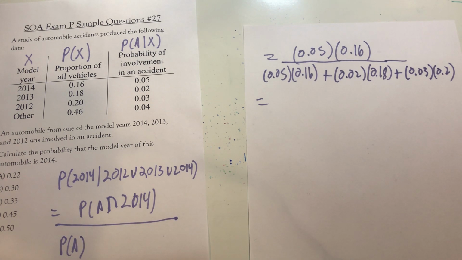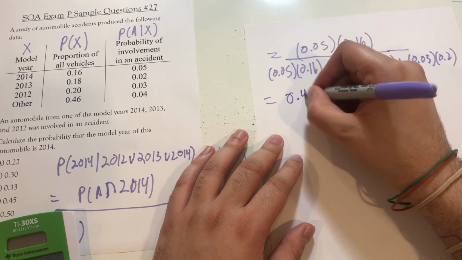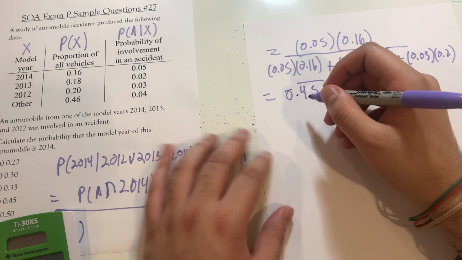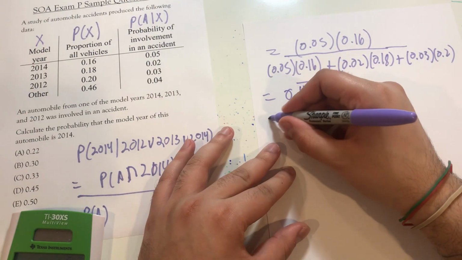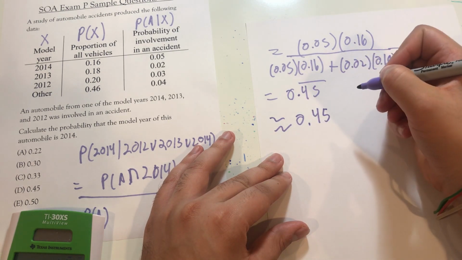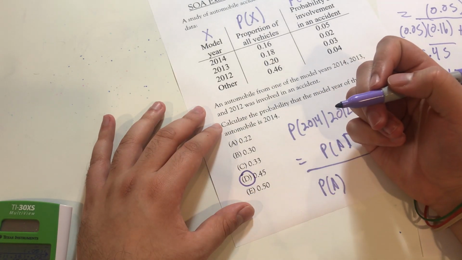Our final answer is the following. It is 0.45 repeating. And since it rounds to 2 decimal places, it is going to be approximately 0.45, which lines up with answer choice D.